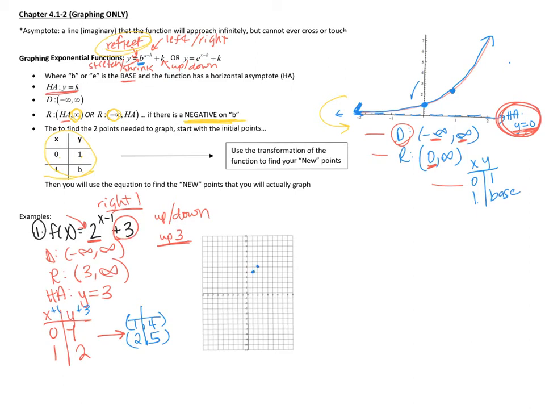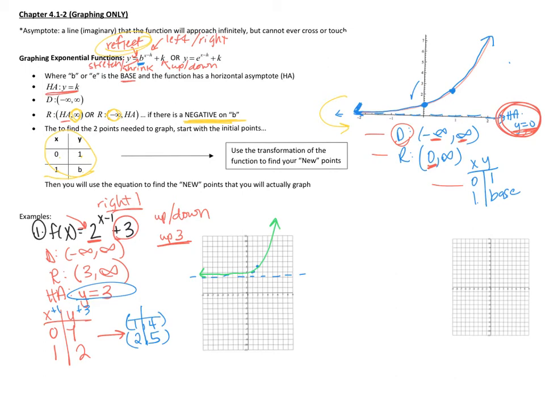Then we're going to put our horizontal asymptote at y equals 3. I'm just going to put a dashed line. Now what I want to do is connect the dots here. One side's going to go off to positive infinity, and one side's going to go off to negative infinity, and it has to approach but never cross that horizontal asymptote. So that's what my new function would look like.